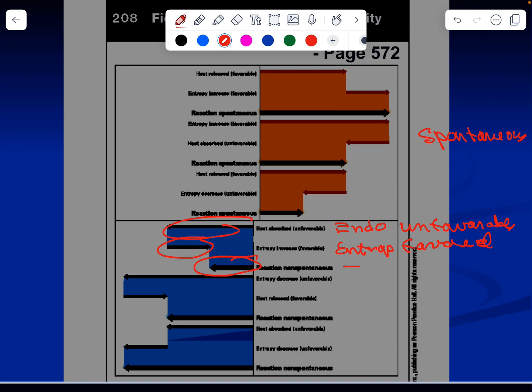So here we can see they're both going in the same direction. This is favored when we have an entropy increase and heat released. Down here, they're both an entropy decrease and an endothermic reaction. So this would be non-spontaneous. And you can look at the different combinations here. This is a really good slide to study.